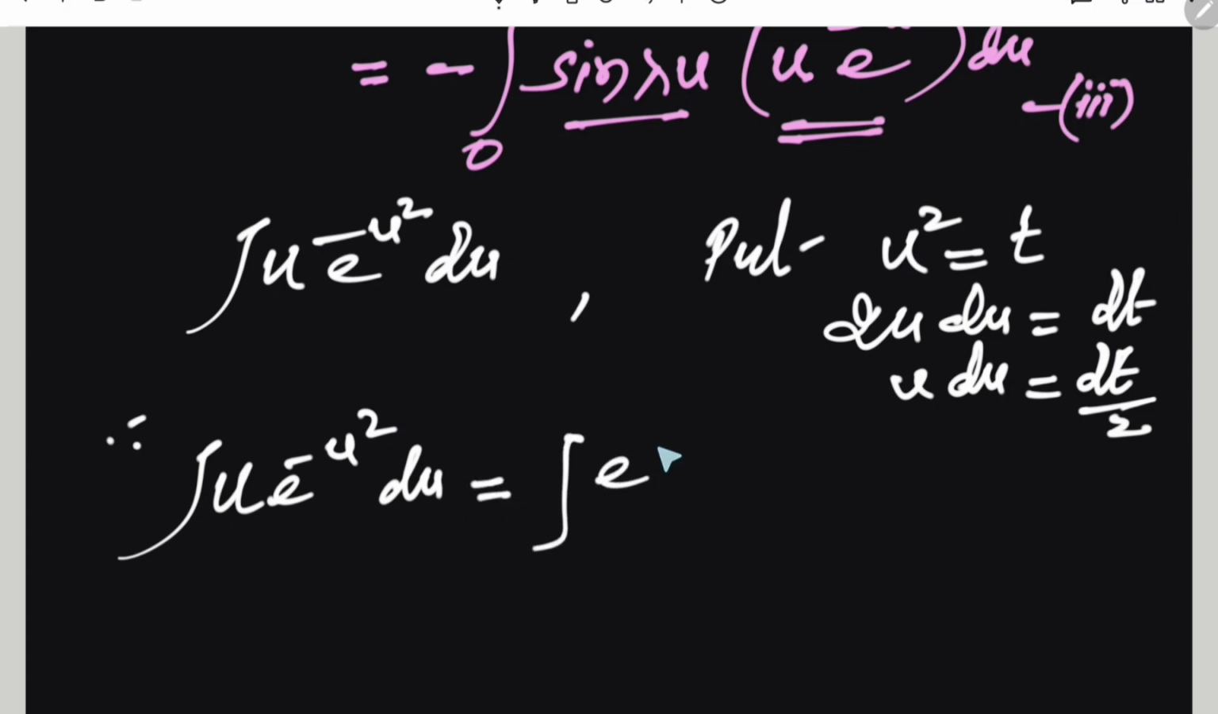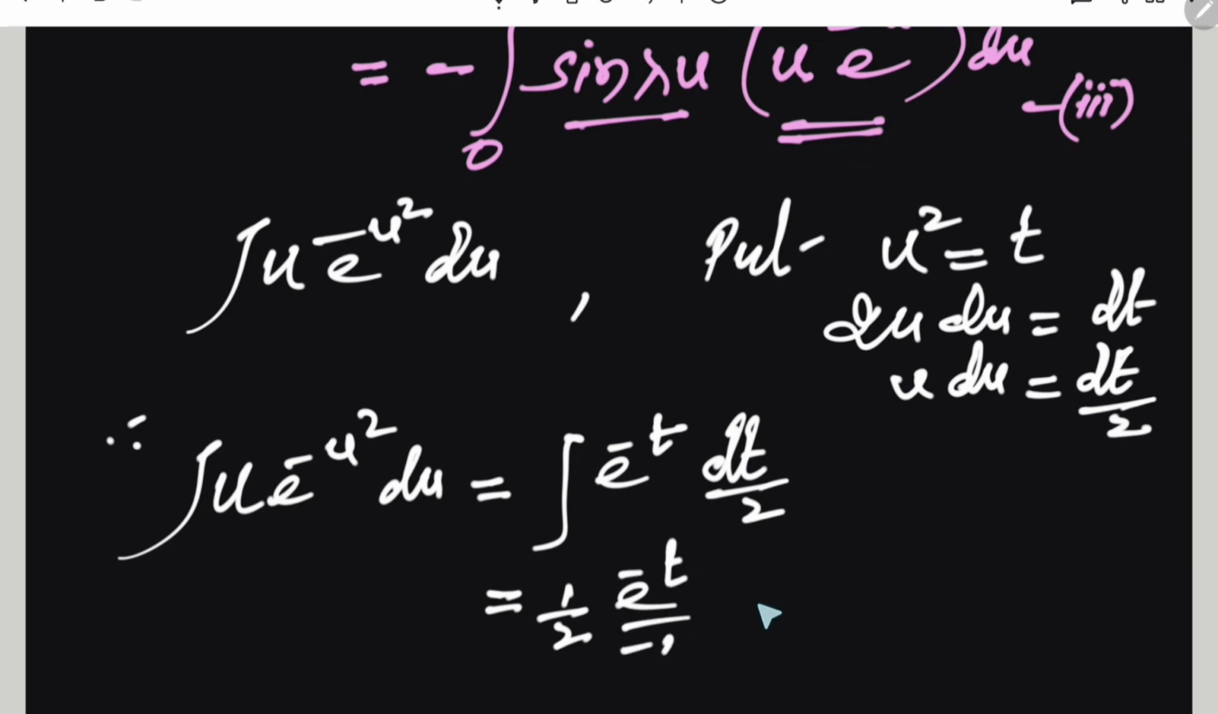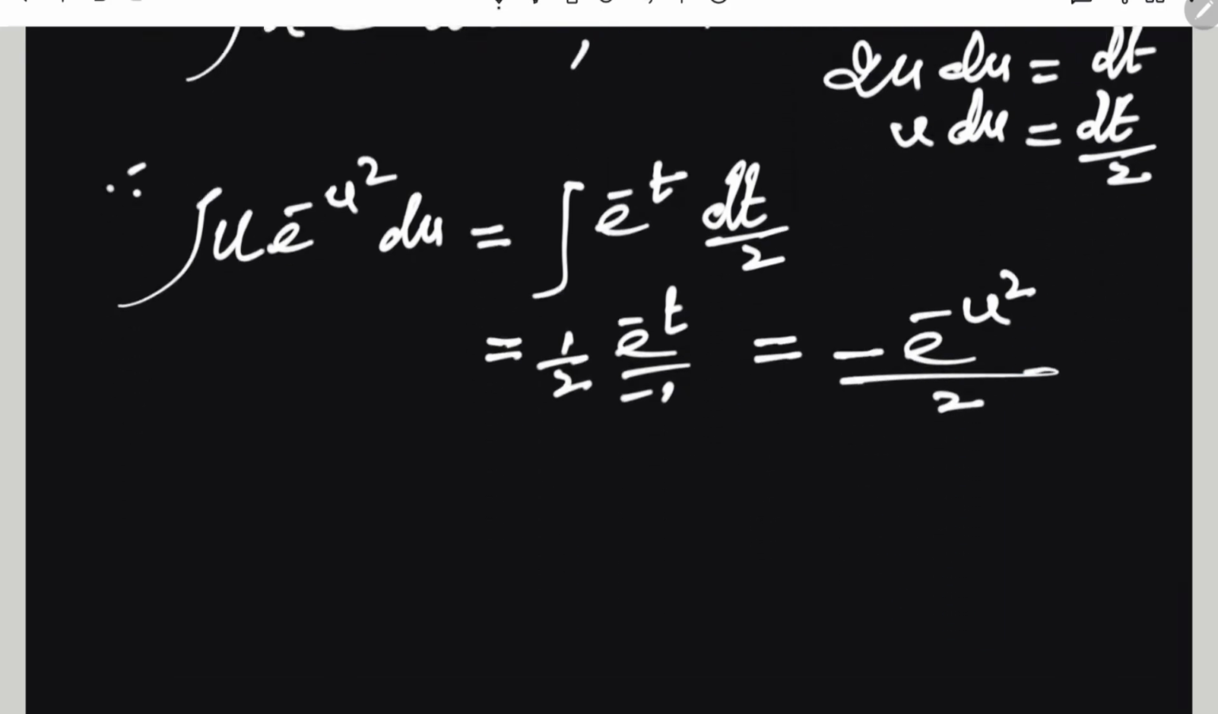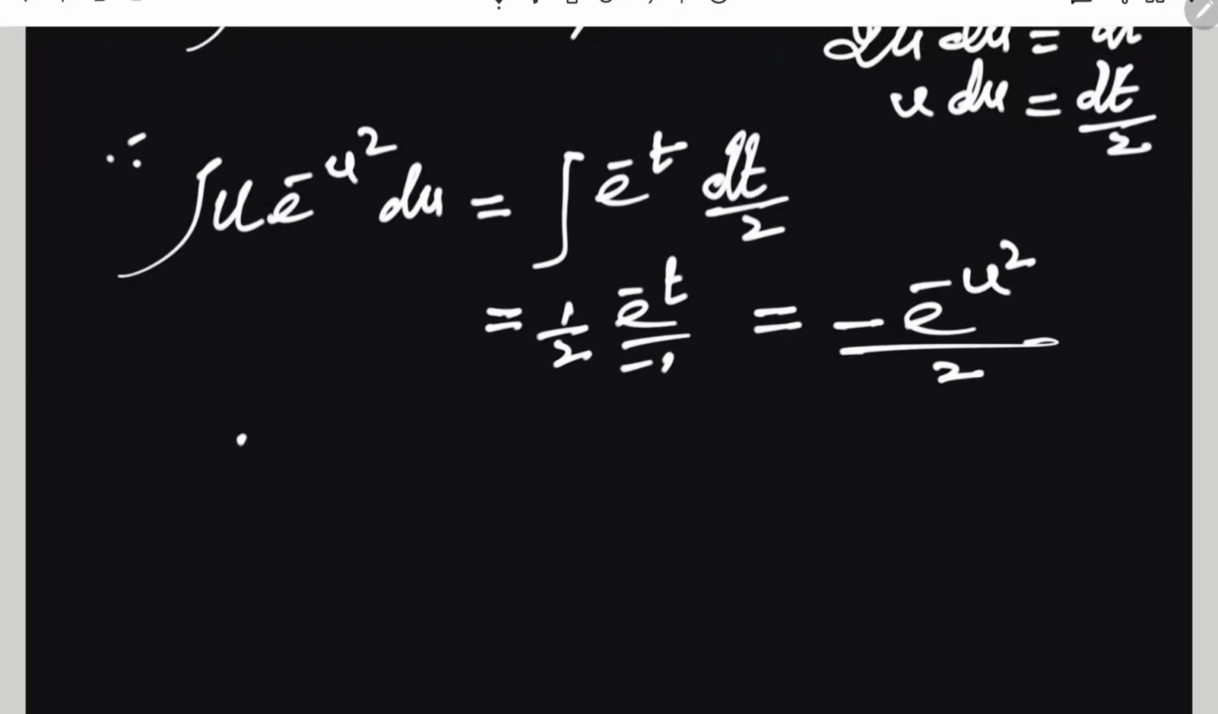And e raised to minus u square becomes e raised to minus t. Therefore, integration of e raised to minus t into dt by 2, 1 by 2 take outside, integration of e raised to minus t is e raised to minus t upon minus 1, nothing but minus. Substituting the value of t as minus u square, we get minus e raised to minus u square by 2.